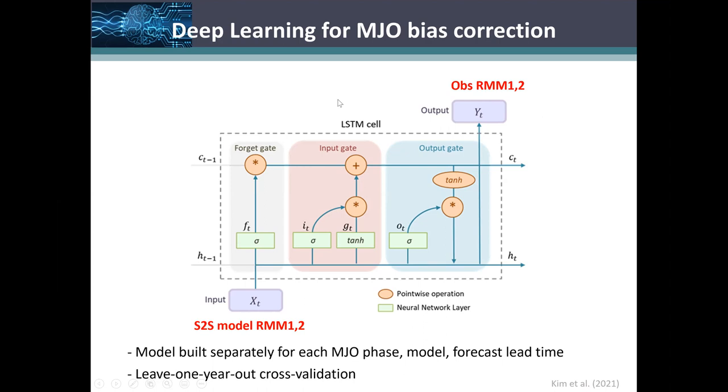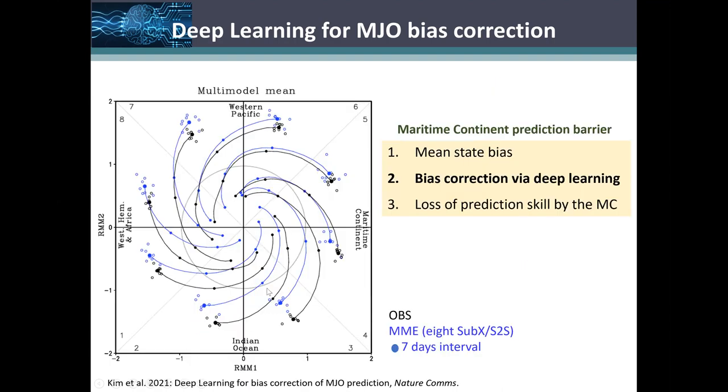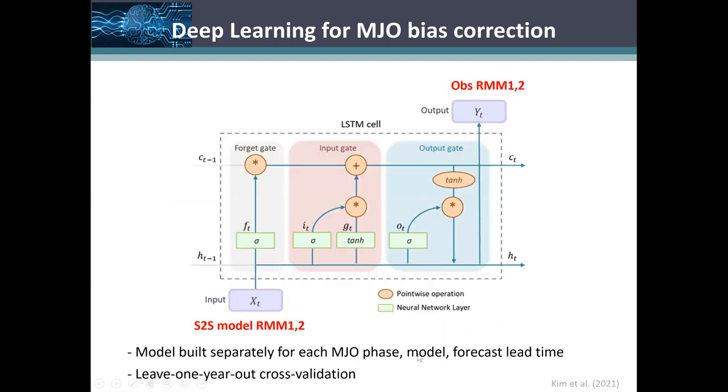During the training period, we train this model, and then in the real forecast period, we input the model forecasted RMM index and get the corrected RMM1 and 2. We build the model separately for each MJO phase, because each MJO phase has different systematic biases, and separately by phase, model, and forecast lead time.